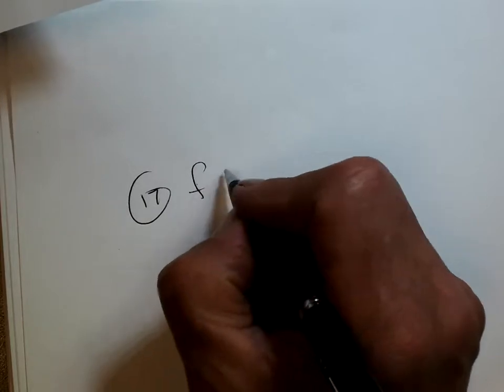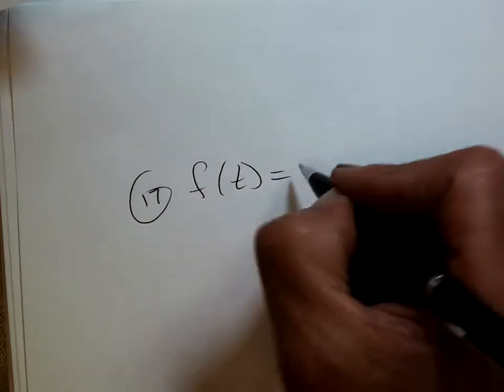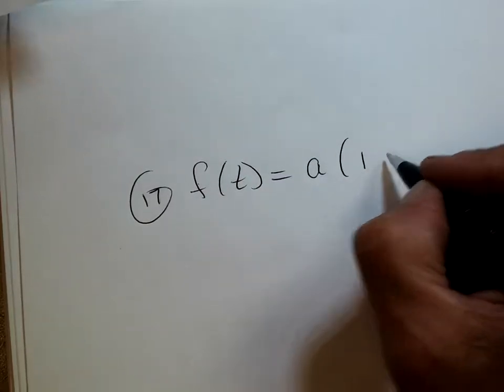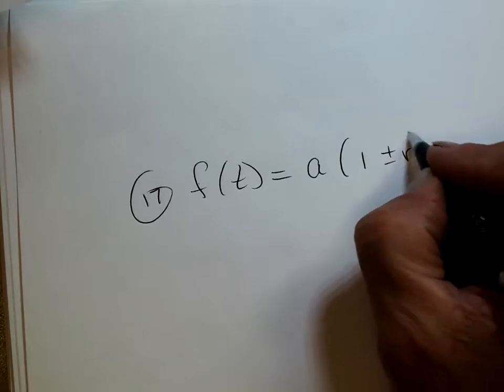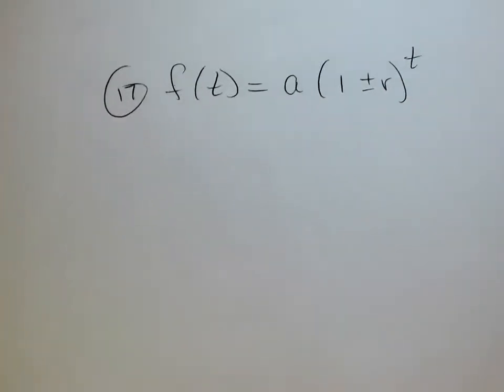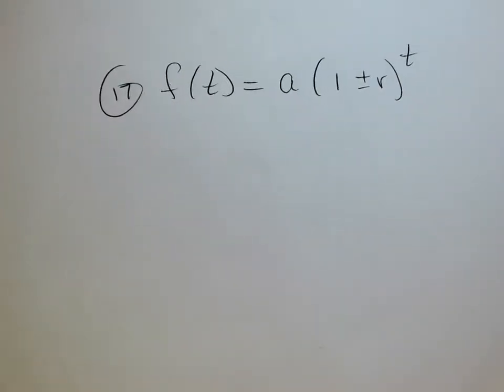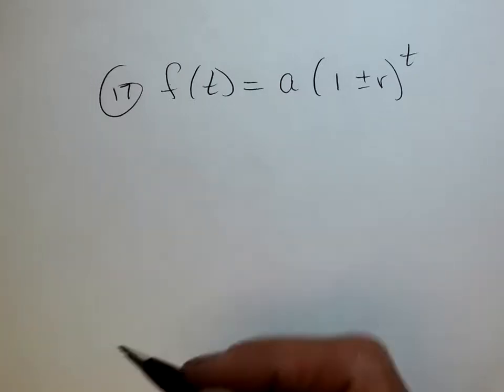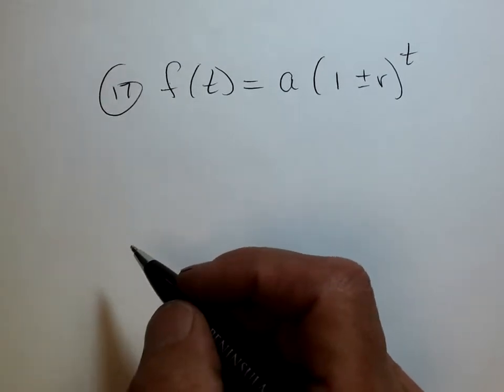Our f of t equals our a times 1 plus or minus r to the t power. Remember that formula? No. You don't remember that formula? Well, it was on the board for a long time. That's okay. Now, do you remember it now?